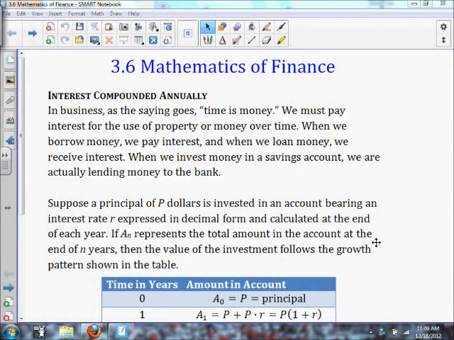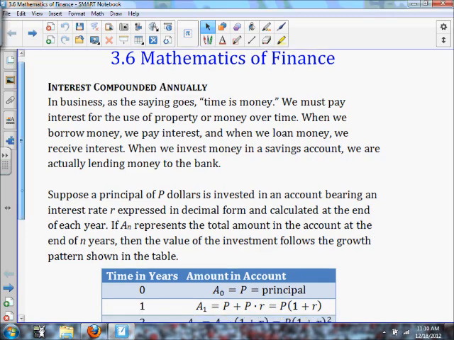Talking mathematics of finance. In business, as the saying goes, time is money. We must pay interest for the use of our property or money over time. When we borrow money, we pay interest. When we loan money, we receive interest. When we invest money in a savings account, we're actually lending money to the bank.